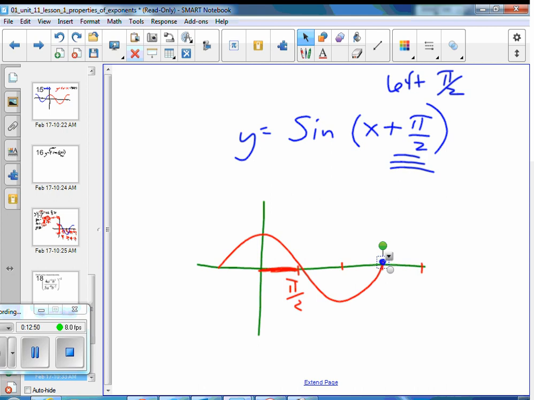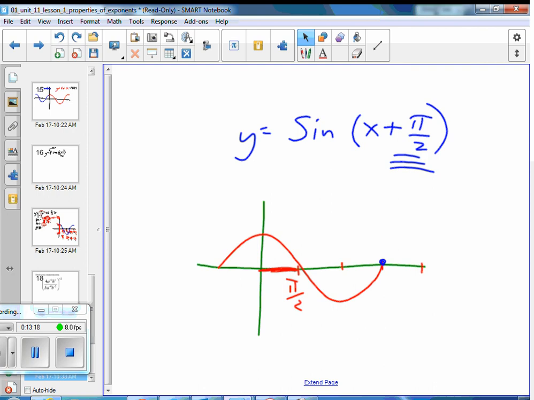And doesn't it look a lot like cosine? And it is. Cosine and sine are the same shape, just shifted. Told you that at the very beginning. So sine of x plus pi over 2 is actually cosine. It's identical to cosine. Okay, so that was moving left.